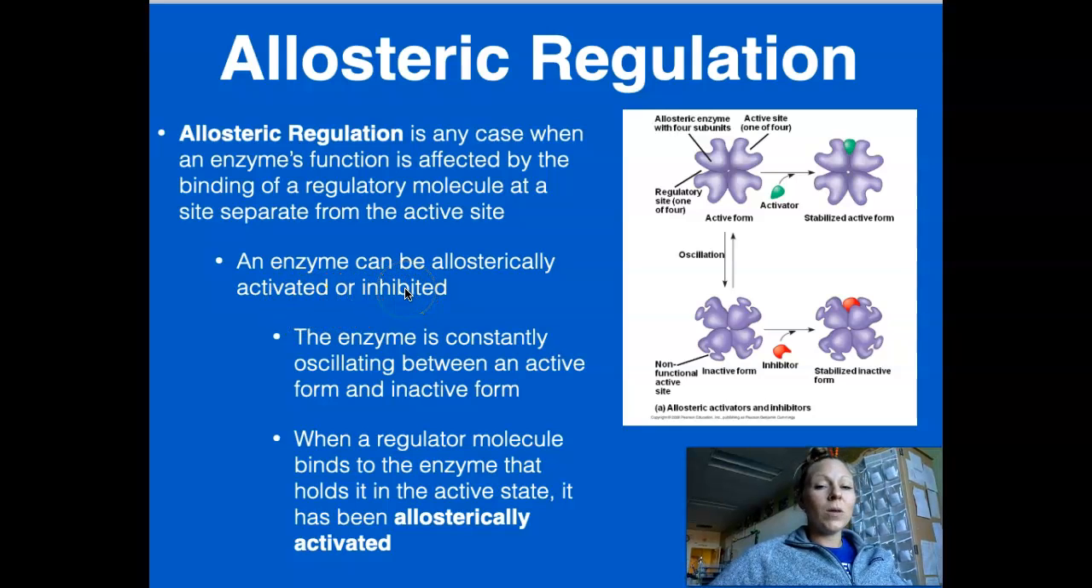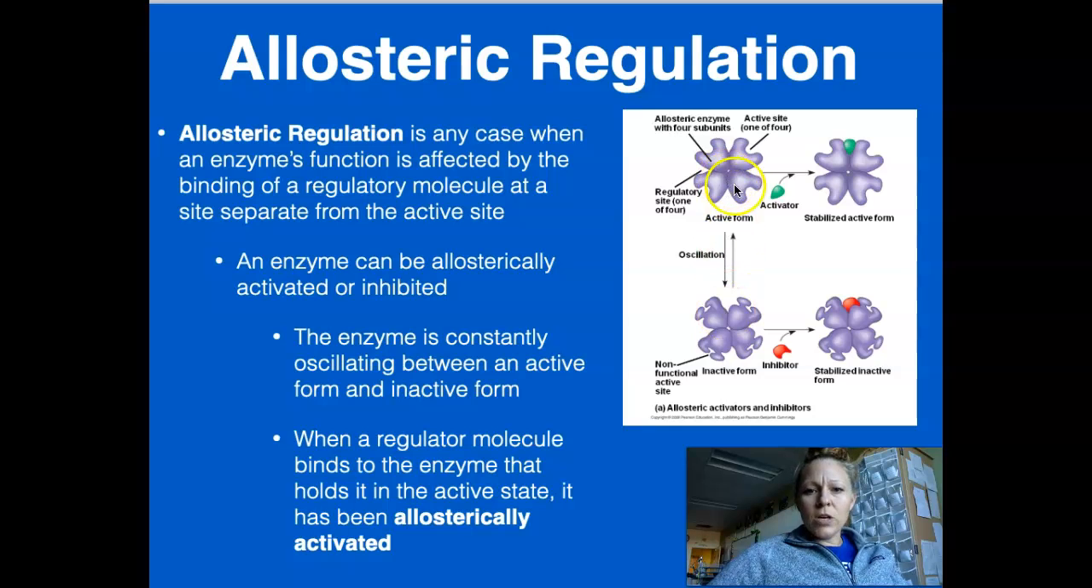In this scenario, the enzyme is constantly oscillating between an active form and an inactive form. Here is the active form. Here is the inactive form. Here you can see that the active site is open and ready to accept substrate. And here you can see that in the non-active form, the active site is closed off and it cannot perform a function. And so the enzyme is oscillating back and forth between these two forms.